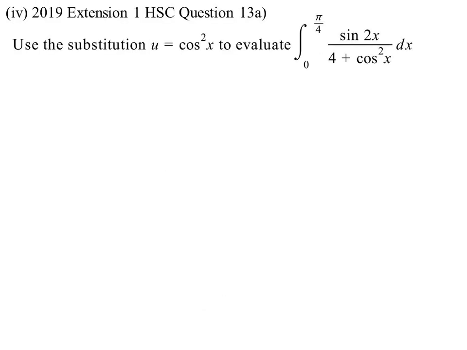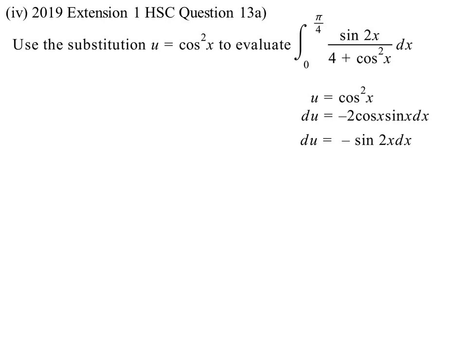Use the substitution u equals cos squared x. This one came from the 2019 HSC. Well, if u is cos squared, du becomes -2 cos x sin x. So we actually have to do something else before we can do this substitution, because you'll notice on the top here we've got sin 2x. Now, whether I change that sin 2x into 2 sin x cos x, or, how I've done it, change the du into sin 2x, it doesn't really matter. The fact is, now I can do my substitution.